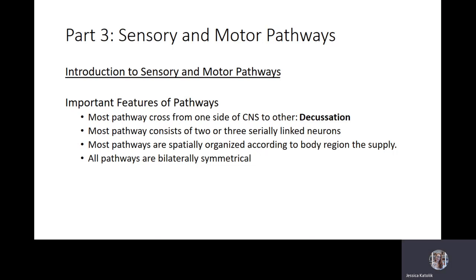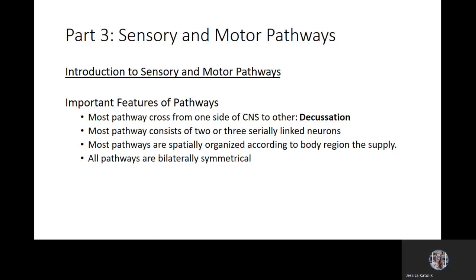Why is decussation important? Decussation is important because it explains the contralateral control that the brain has over the body. What does that mean? So the right side of the brain is actually going to process sensory information and initiate motor control over the left side of the body. So right brain controls the left side of the body, and vice versa. The left side of the brain is going to control the right side of the body.